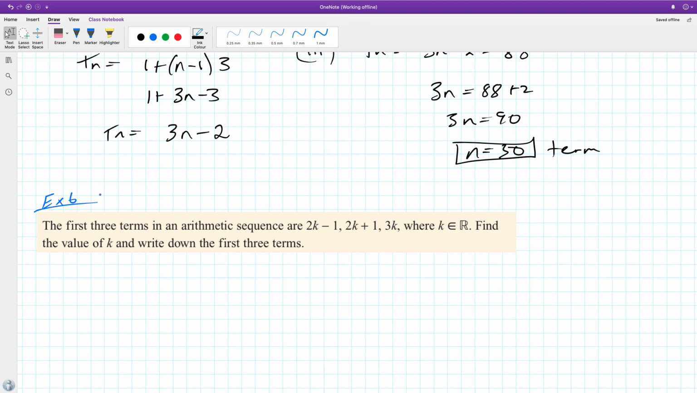The first three terms in an arithmetic sequence are 2k minus 1, 2k plus 1, and 3k. Find the value of k and write down the first three terms. To do this question, we have to know something that isn't given to us in the log. What do we need to know?